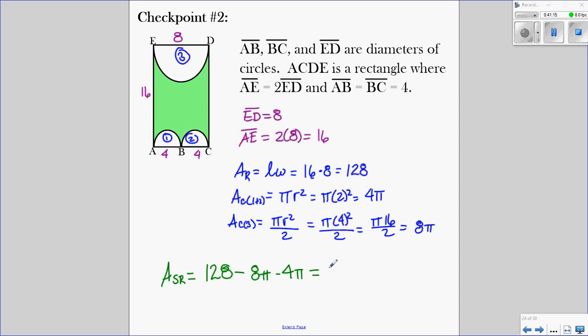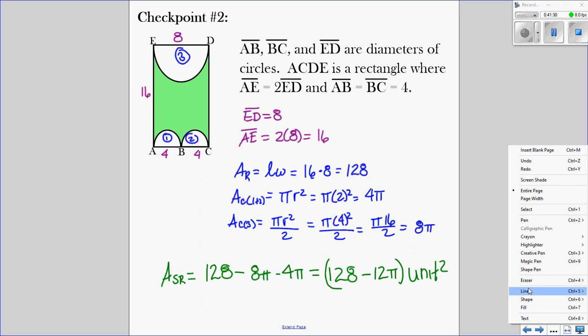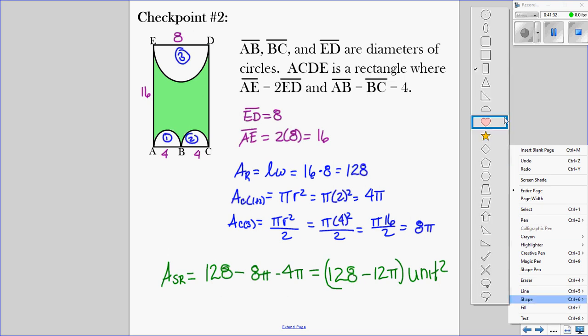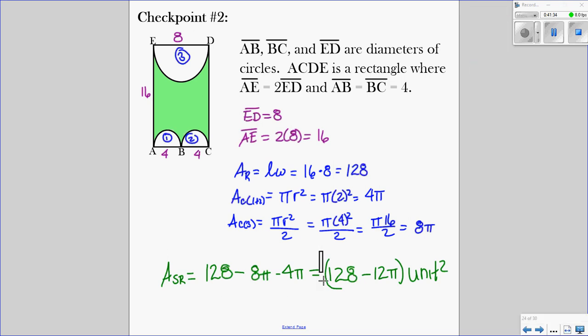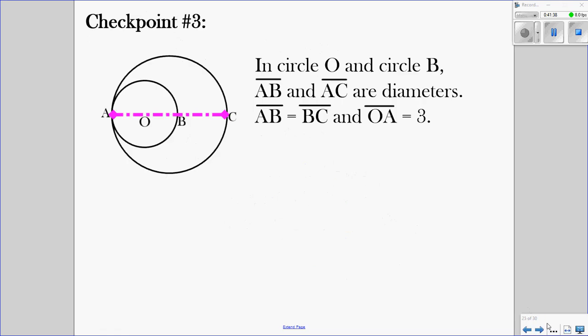Combine like terms. So this will become negative 12 pi. And we've got our area for the shaded region, the green one. And I'll put square units, since we don't have any specific unit. All right. Next one.